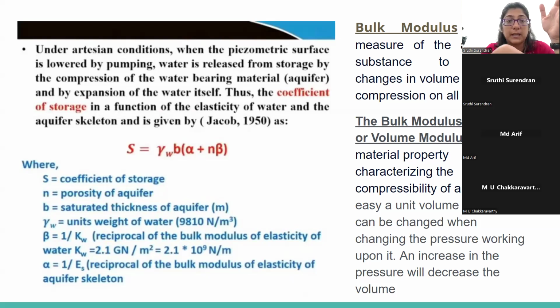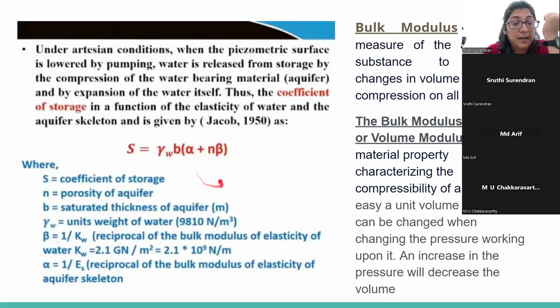From the storage of the material, the water-bearing material, or the aquifer material, is going to get compressed, and as a result, water is going to be obtained. Or the water is going to expand, and as a result, water is going to be obtained from the well. Under such conditions, storage coefficient is calculated as a function of the unit weight of water, the thickness of the water, the bulk modulus of elasticity of water, bulk modulus of elasticity of the aquifer material, and porosity.